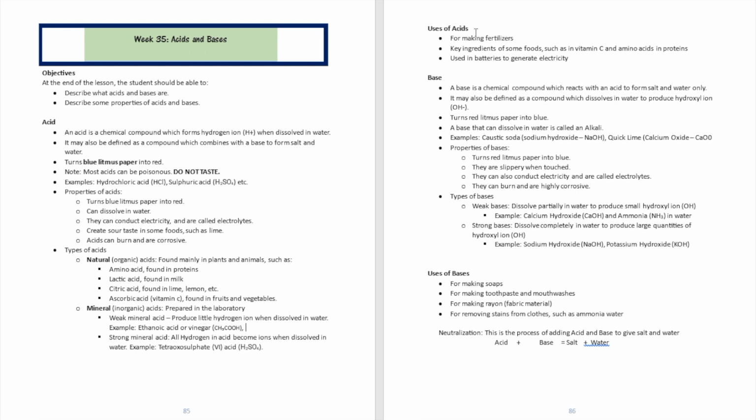What are acids used for? Acids are used in making fertilizers. They are key ingredients in some foods, such as vitamin C and amino acids in proteins. They are used in batteries to generate electricity.